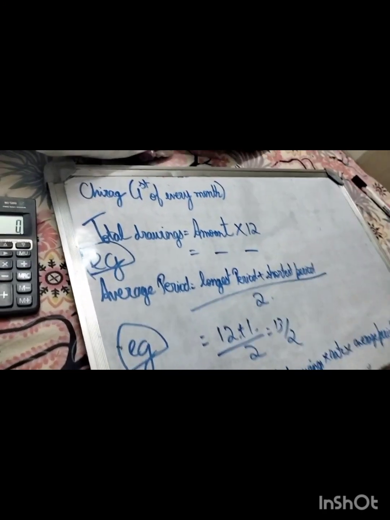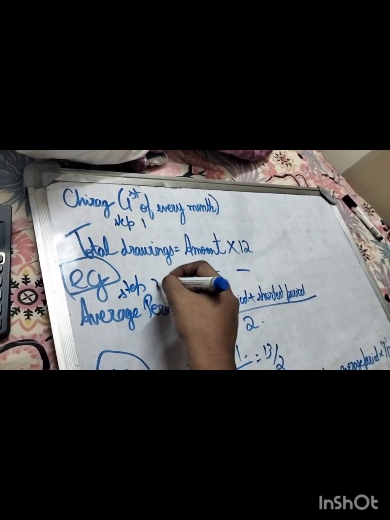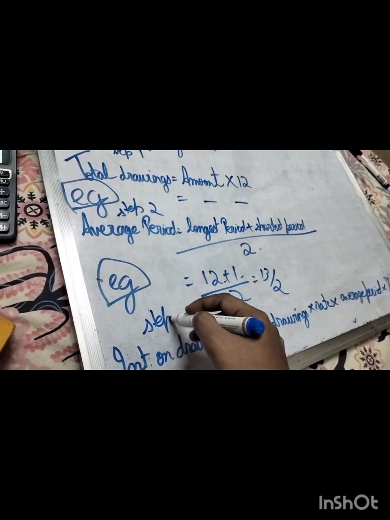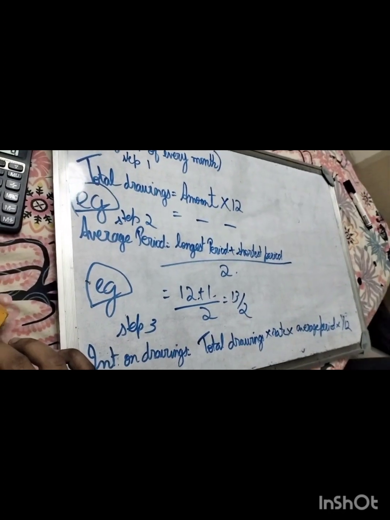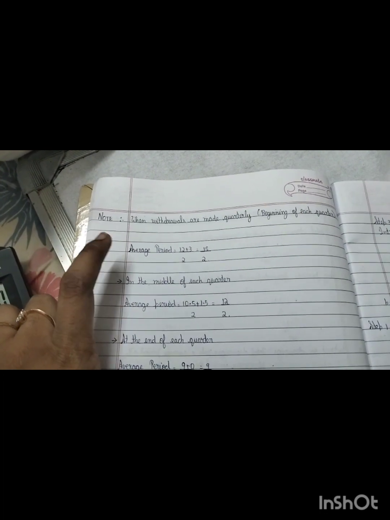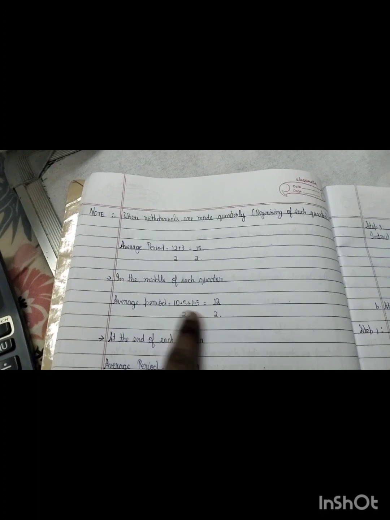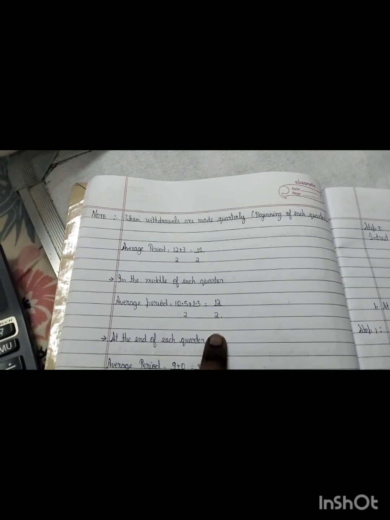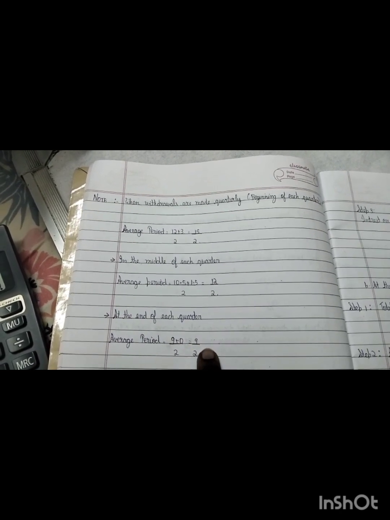If you want, before this you can write this is step 1, this is your step 2, and this is your step 3. You can write it like this even if you want. So this is how you're supposed to present it on the paper. If withdrawals are made quarterly, you need to make sure that the average period is 12 by 3, that is 15 by 2, because each quarter consists of 4 months. Next, you reduce 10.5 plus 1.5 divided by 2, that's 12 by 2. At the end of each quarter, it's 9 plus 0 by 2, that is 9 by 2.